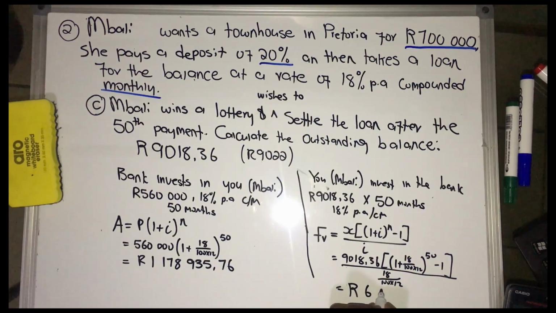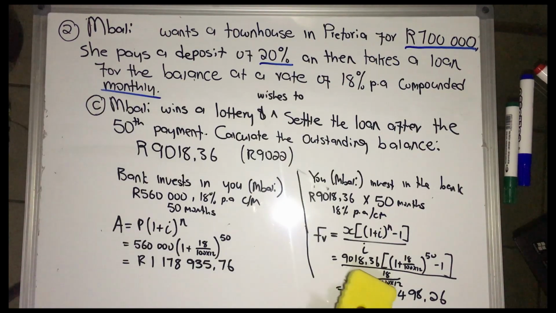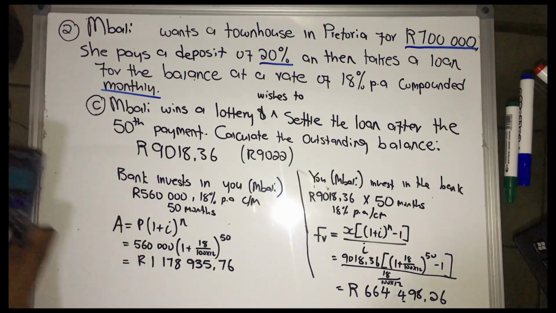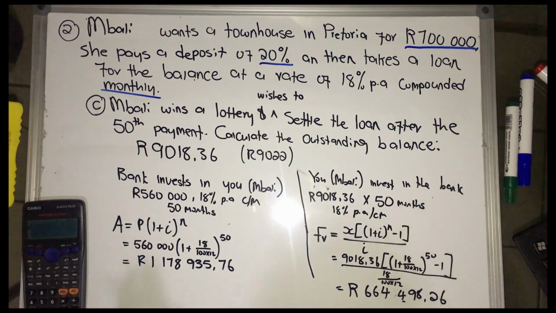I'm getting 6 and 6, 4 4, 98.26. All right, so basically this is, let me write it properly. So this is 664,000 and then 498.26 cents. So now we have two sides of the coin.